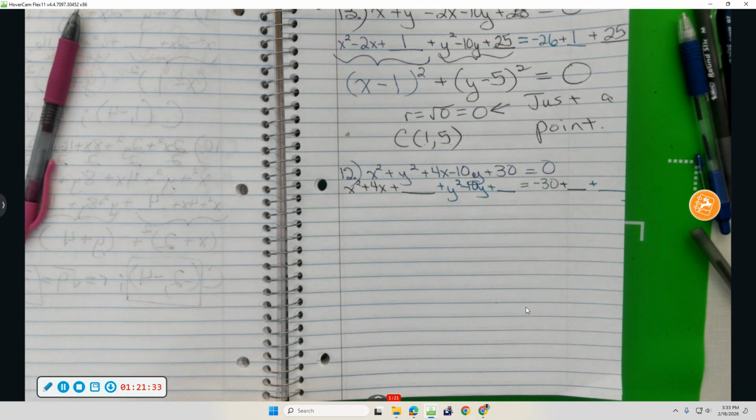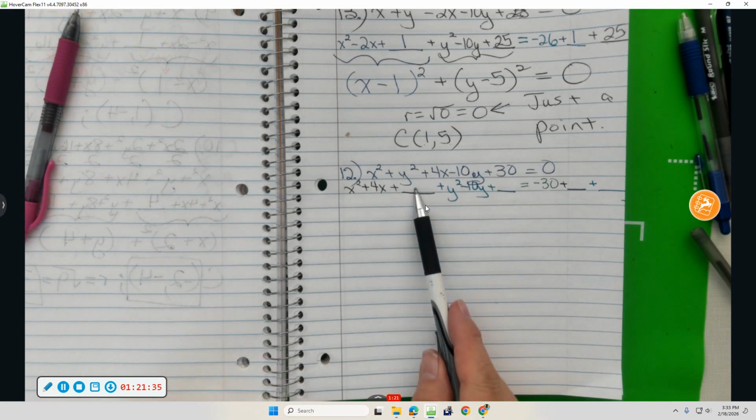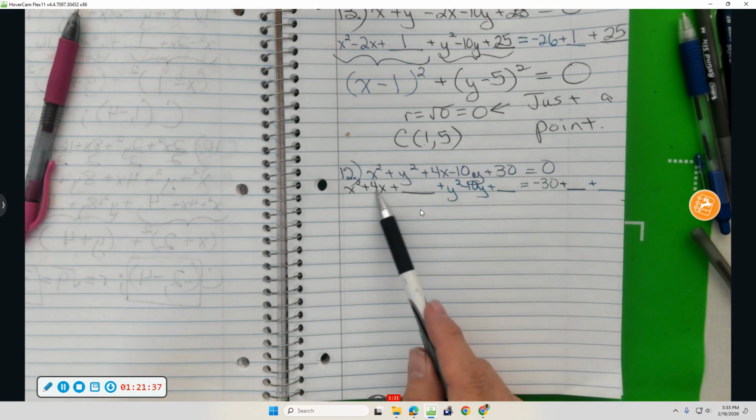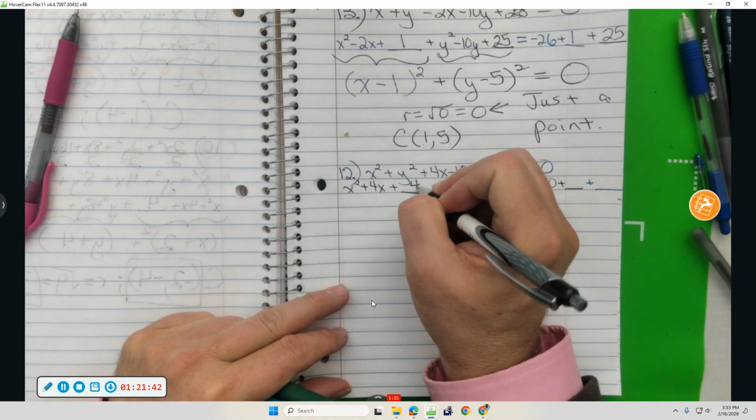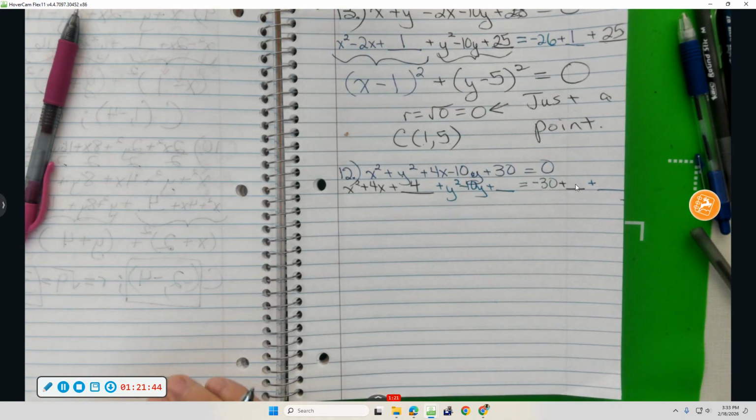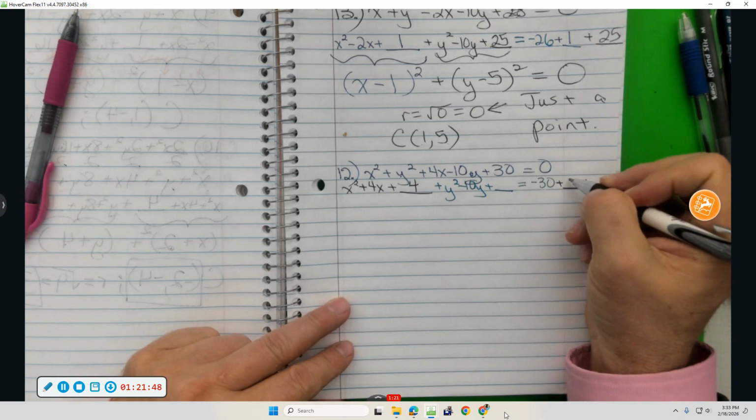Show me how much y'all have learned. What's going to go in the first blank? 4. 4 divided by 2 is 2. 2 squared is 4. So I put it there. What else do I need to do? Add it to the other side. Okay.